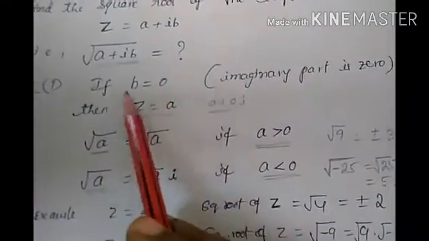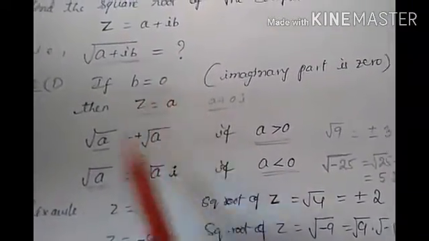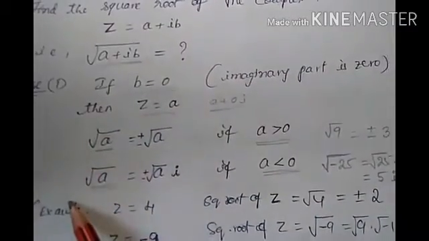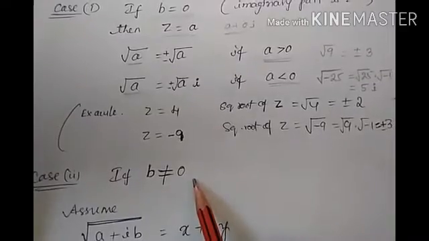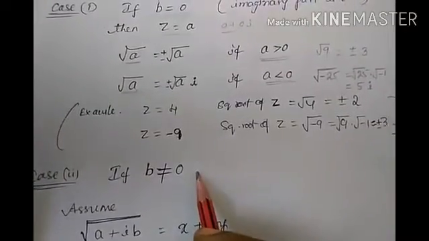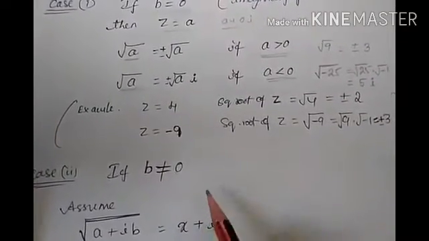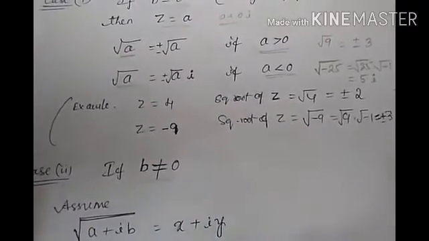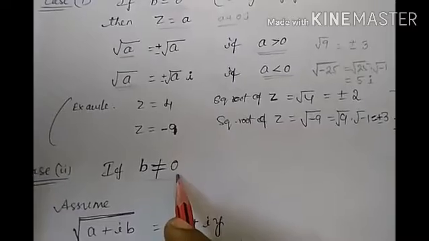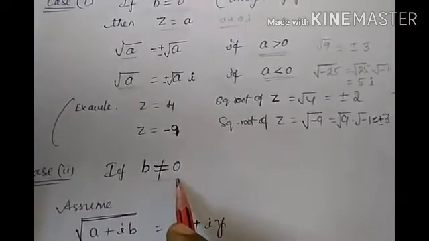So, if b is 0, that means the imaginary part is 0, you can do it like this. If b is not equal to 0, that means we have to find the square root of a complex number having a non-zero imaginary part. B not equal to 0 means what? We have a non-zero imaginary part.